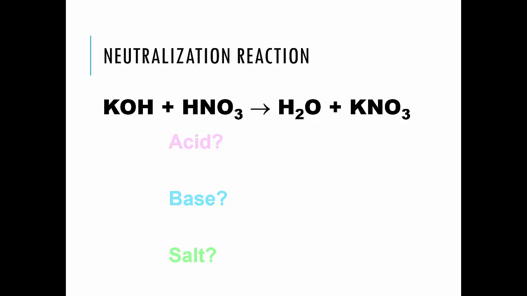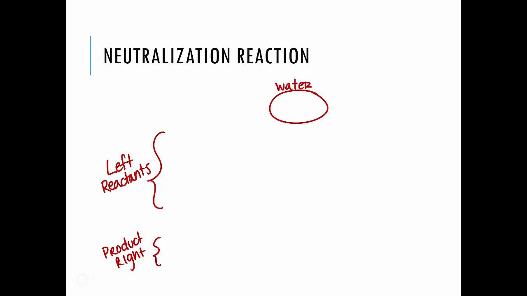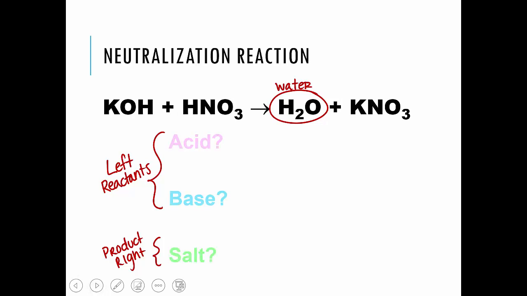So, which one's the acid, which one's the base, and which one's the salt? Obviously we know this is water, so we don't need to bother labeling it. Your acid and your base are always going to be on the left side. Remember, the stuff on the left side is called your reactants. Your salt is always going to be a product, and this is going to be on the right. So that makes it very easy to identify what the salt is. It has to be this one on the end here, KNO3.